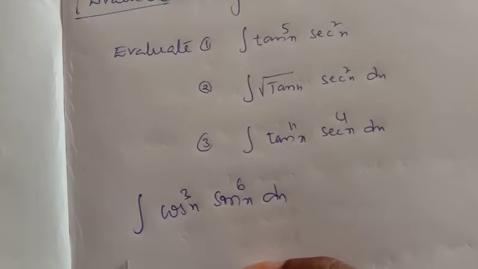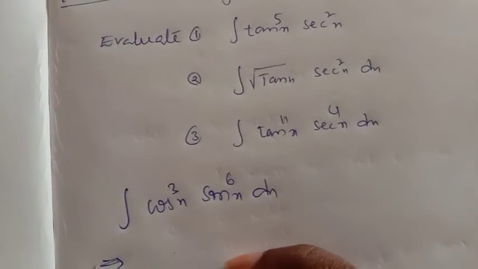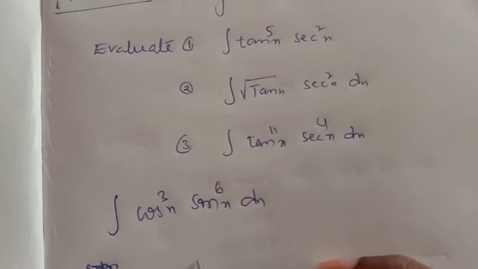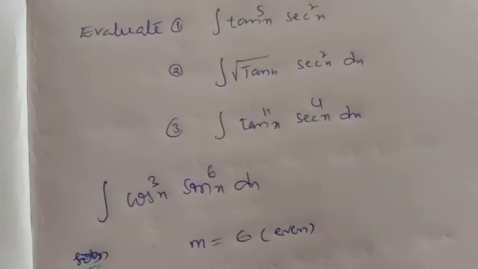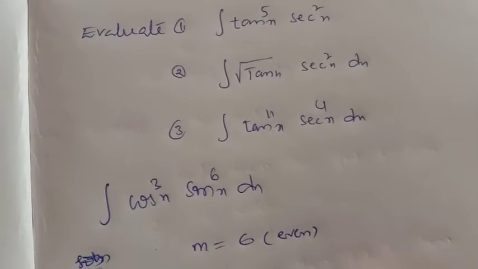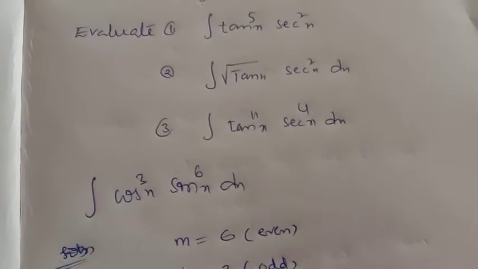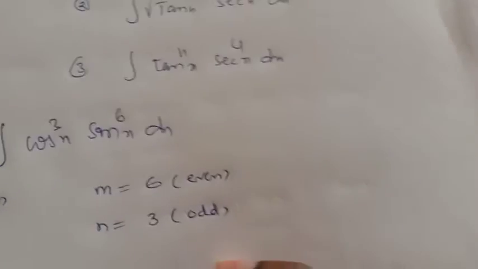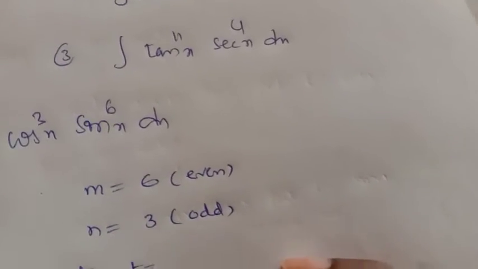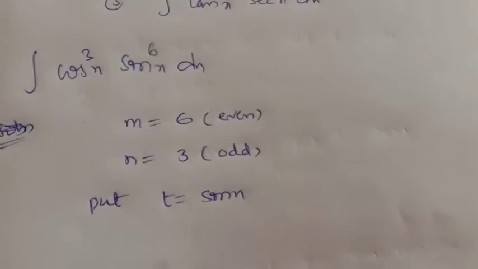Here first we observe the power of sin x. Solution of this problem: the power of sin x is 6. 6 is the even number and the power of cos x is odd number. The power of sin x is even number and the power of cos x is odd number. Then put t equal to sin x.